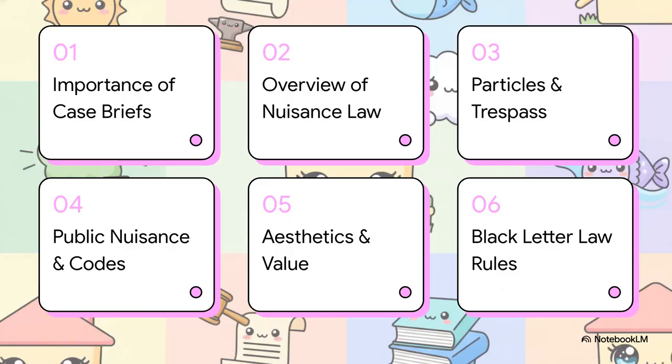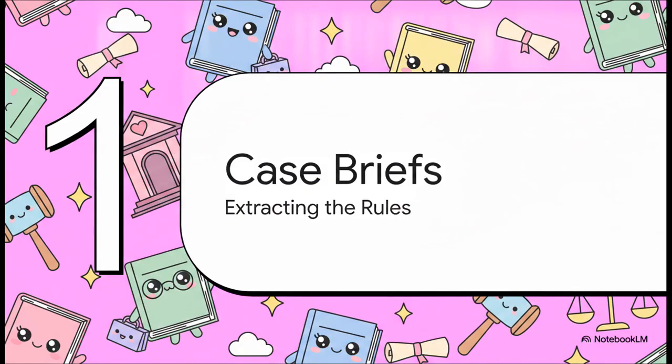We'll hit the importance of case briefs, get a quick overview of nuisance law, and then jump right into particles and trespass, public nuisance codes, and aesthetics. Finally, we'll wrap the whole thing up by creating our black-letter law cheat sheet. Starting off with Section 1, the importance of case briefs and extracting the rules.